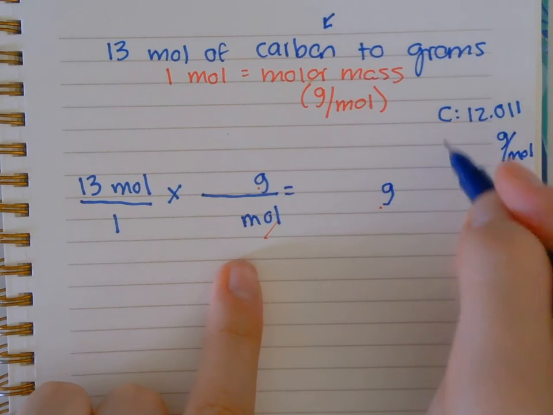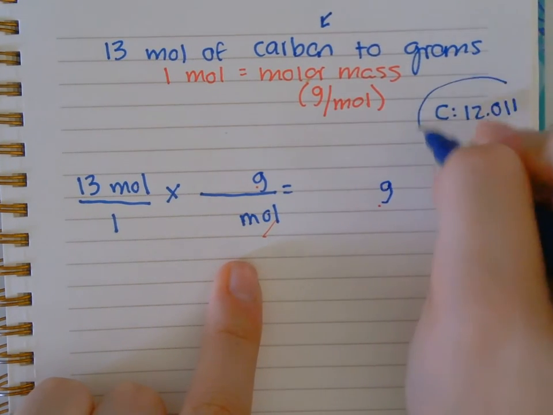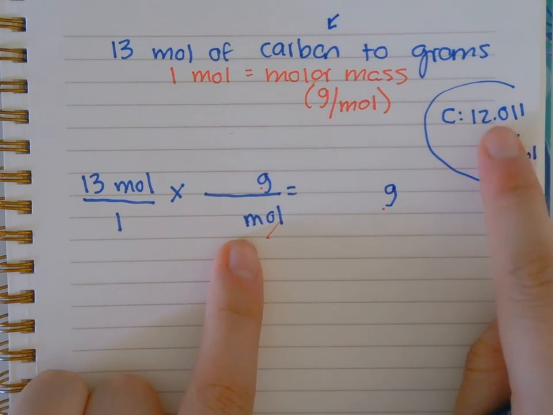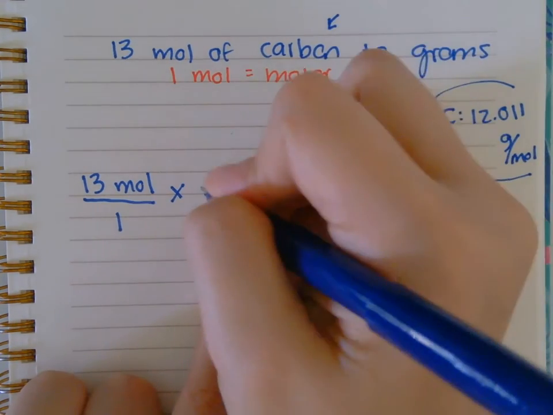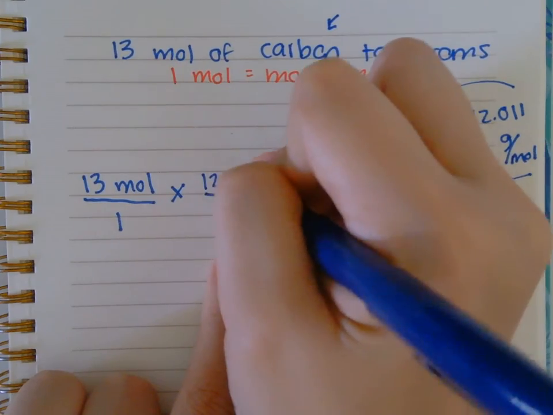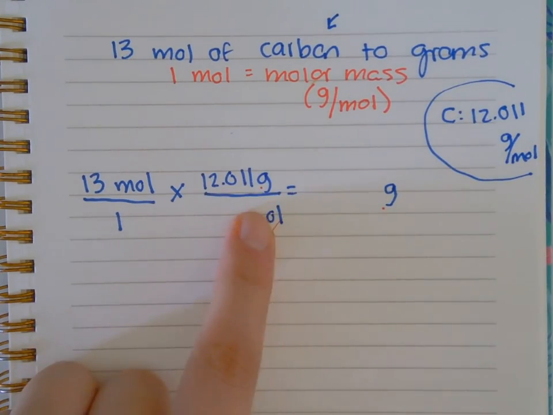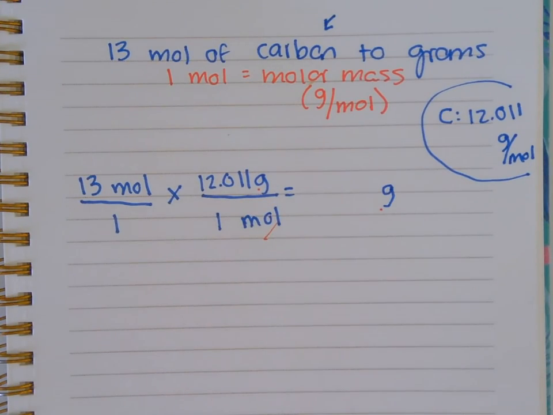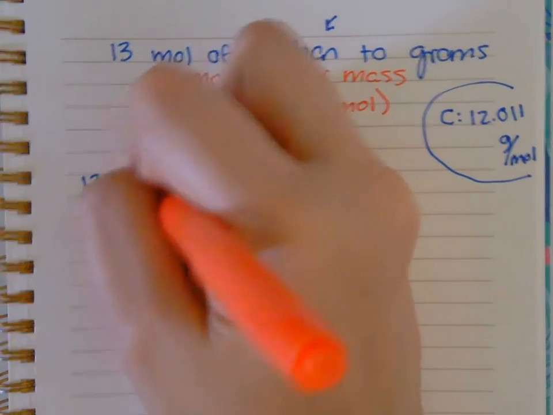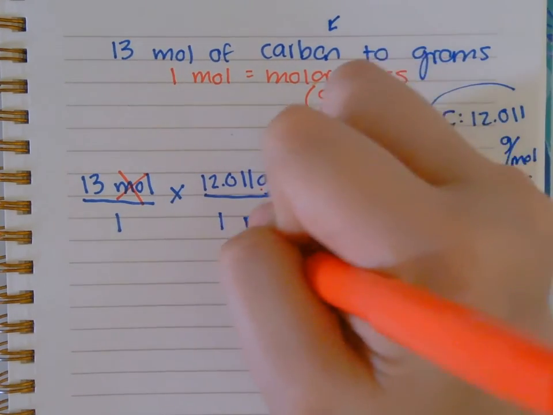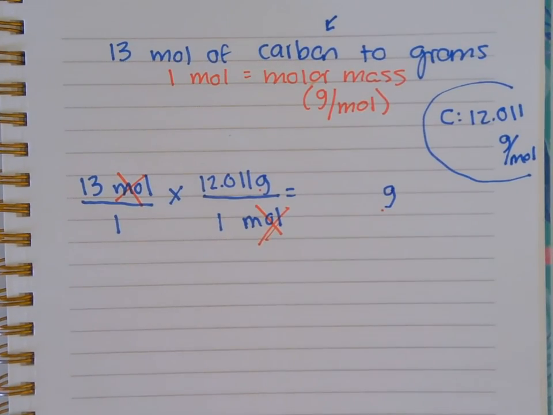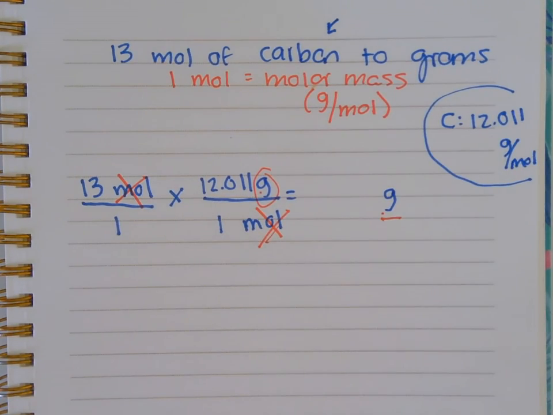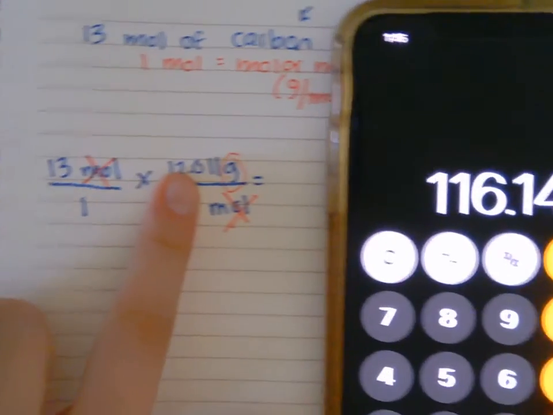So, based on the molar mass of carbon that I previously wrote right here, carbon has a molar mass of 12.011 grams per mole, or per 1 mole, the same thing, over 1. So now I can see that I have moles at the top, and I have moles at the bottom. That cancels out, and I am only left with grams. Beautiful, that's what I wanted. And now all I have left to do is multiply my numbers.